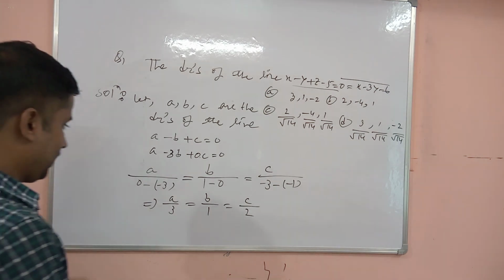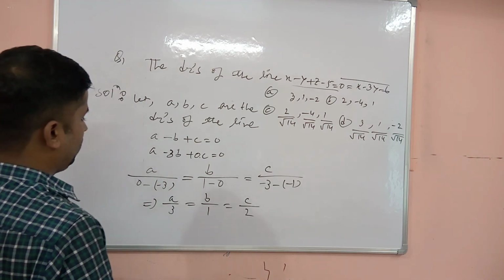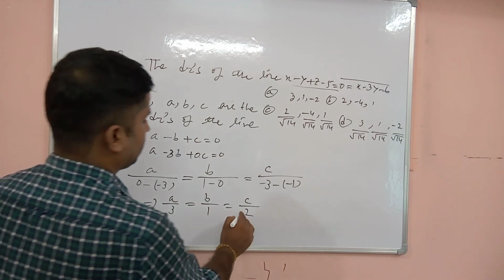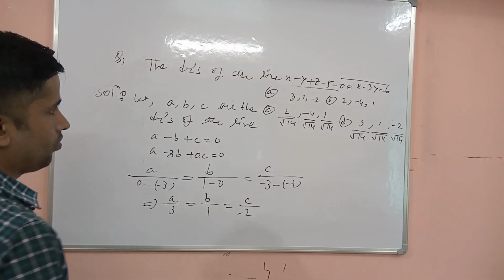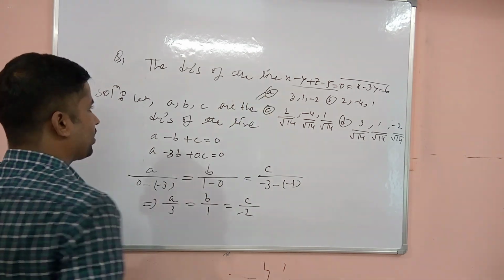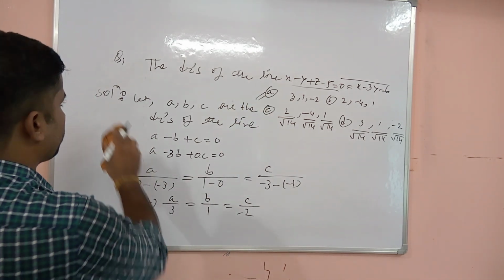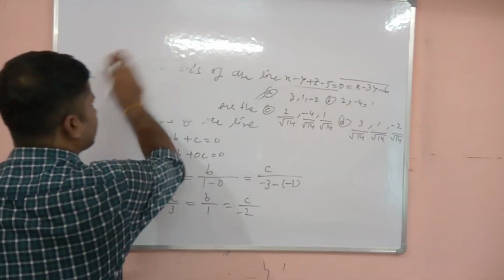So DRs are 3, 1 and minus 2. It matches with option A. So the appropriate answer is option A.